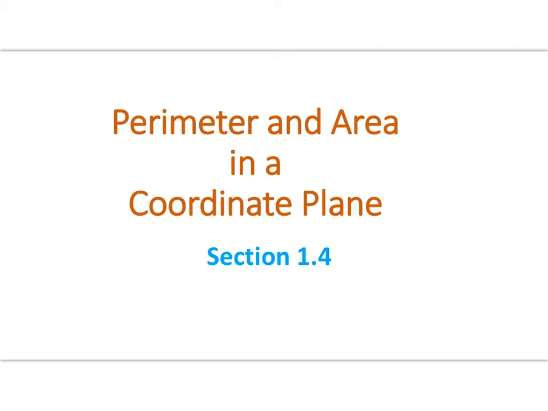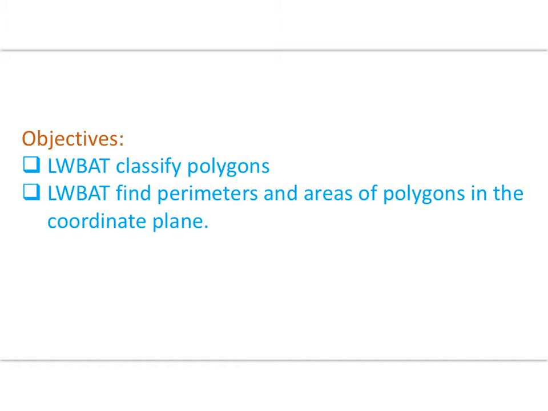Hey mathematicians, let's take a look at section 1.4, all about perimeter and area in a coordinate plane. So we have two objectives. We want to be able to classify polygons, and we want to be able to find perimeters and areas of polygons in the coordinate plane.